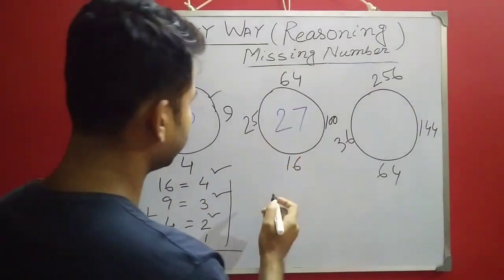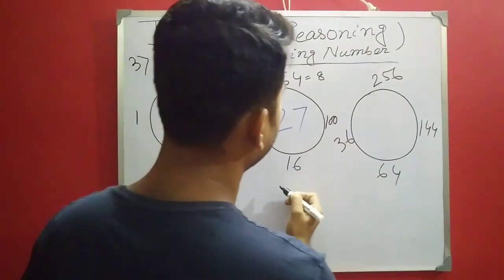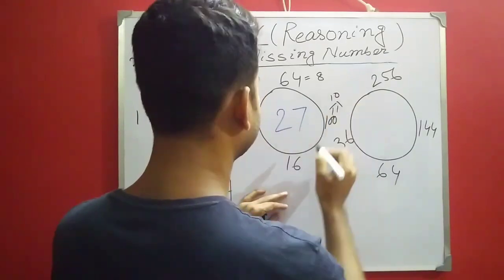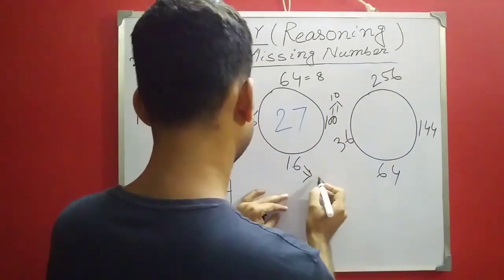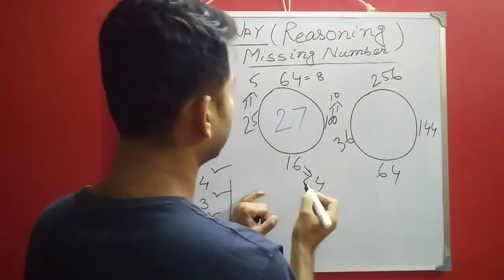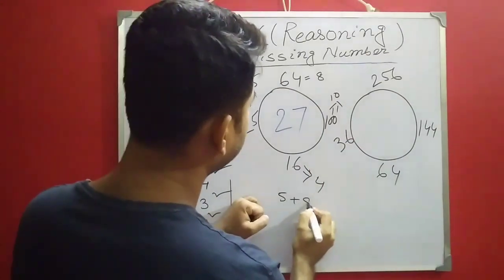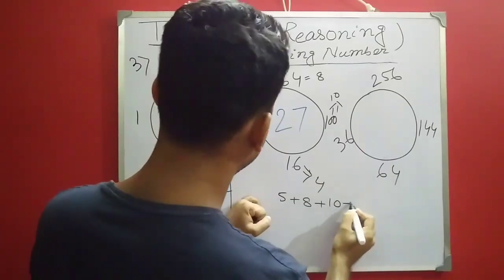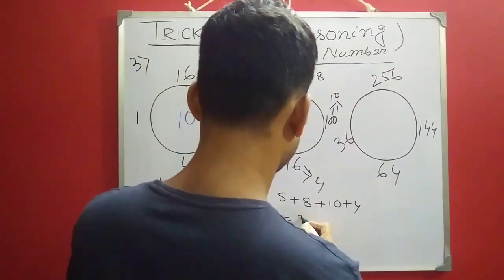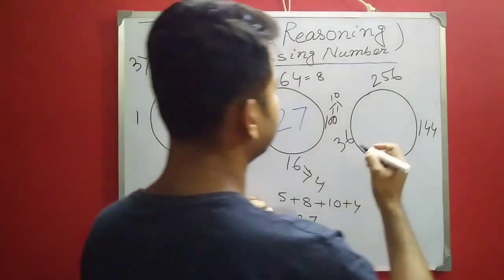Clear? Similarly, 64 is 8 square, 100 is 10 square, and 4 is 2 square, and 25 is 5 square. So the answer will be 5 plus 8 plus 10 plus 4, which is 27. Is it okay?